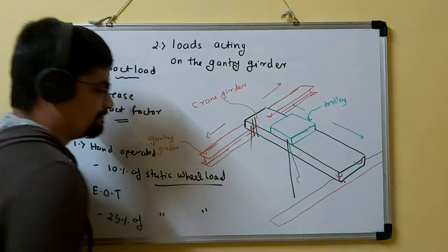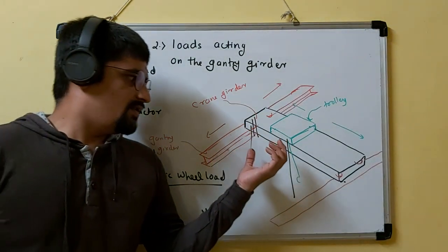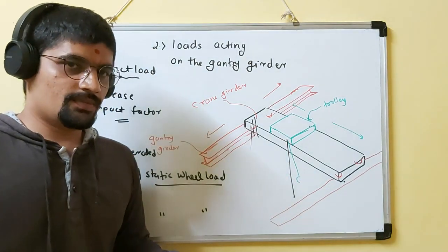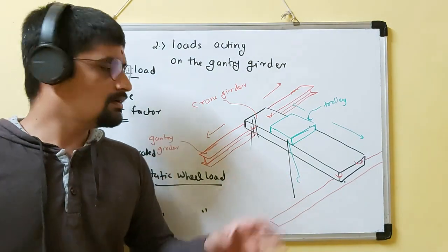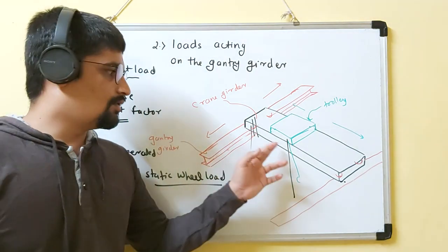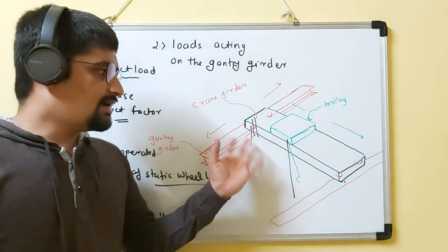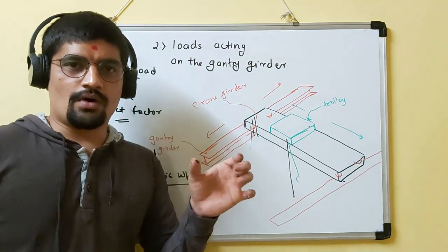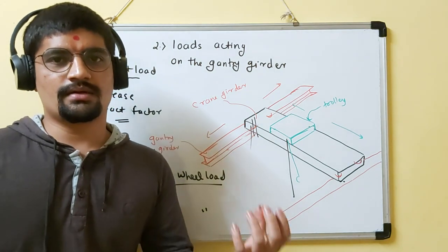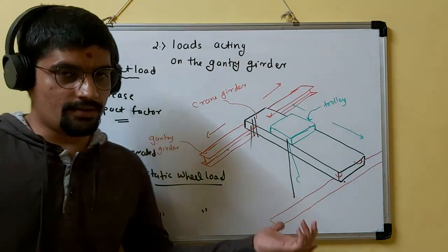Now what is static wheel load? Static wheel load is when we are not moving the crane or the trolley, both are in static condition, but the load is being lifted by the hook. At that time, the static load that occurs on the wheels over the gantry girder is known as static wheel load.